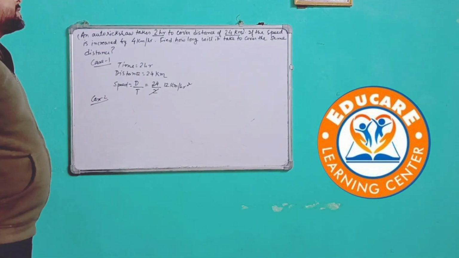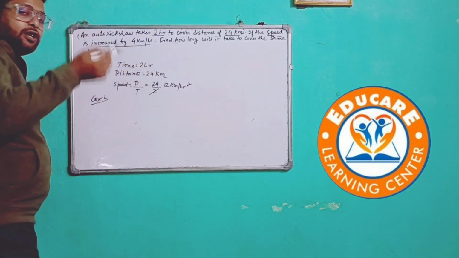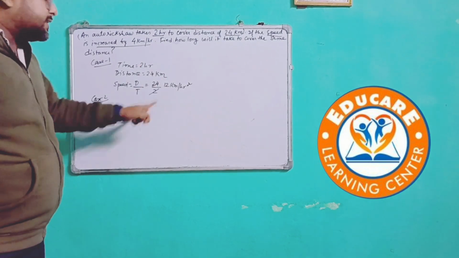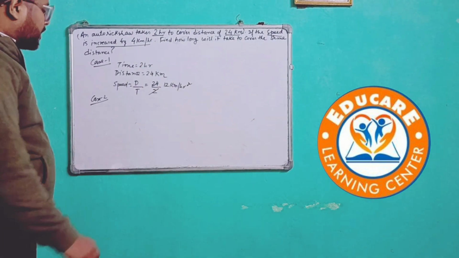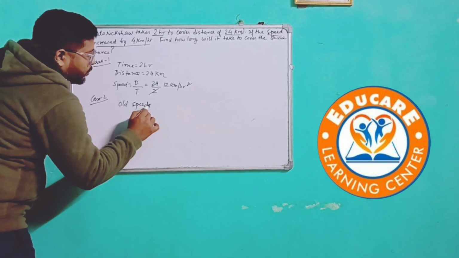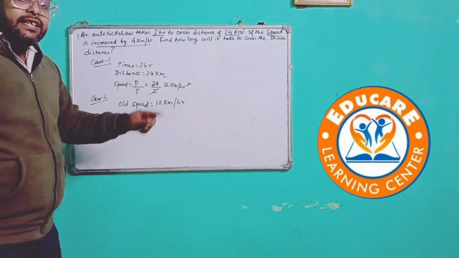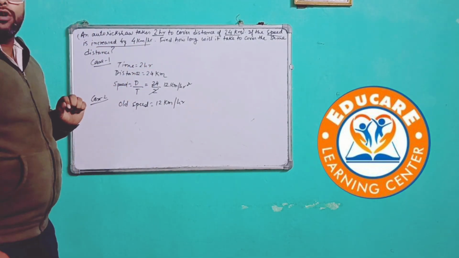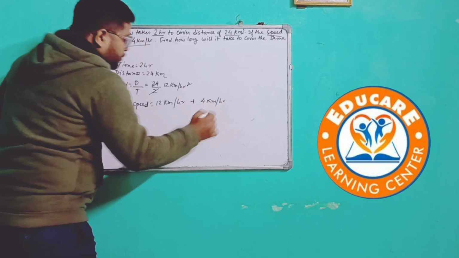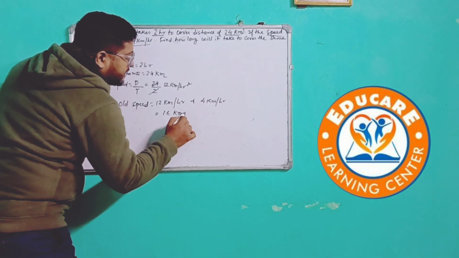Now in case 2 they have said if the speed is increased by 4 kilometers per hour, the speed that we got in the first case was 12 kilometers per hour. So what was the old speed? The old speed was 12 kilometers per hour, and this speed is increased by 4 kilometers per hour. So we will be adding 4 kilometers per hour to the old speed, and what exactly do we get? We get 16 kilometers per hour.